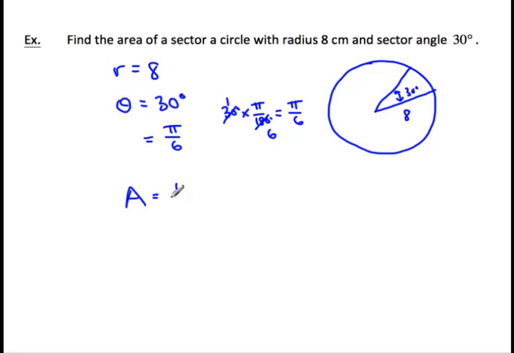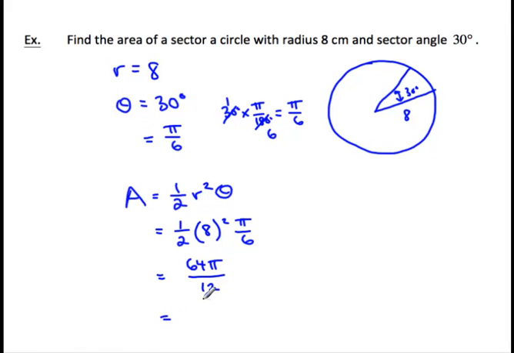So the area of a sector is equal to a half r squared theta. This was the second formula that we derived. So now we simply plug in, r is 8 squared, and theta now is pi over 6. If we multiply all these out, we're going to get 64 pi over 12, which when we reduce to lowest terms is going to be 16 pi over 3. And again, it's an area and we started off in centimeters, so that's centimeters squared. And we can leave it like that because that's an exact answer. So that's an introduction to how you can use radians to find the area of sectors of a circle.